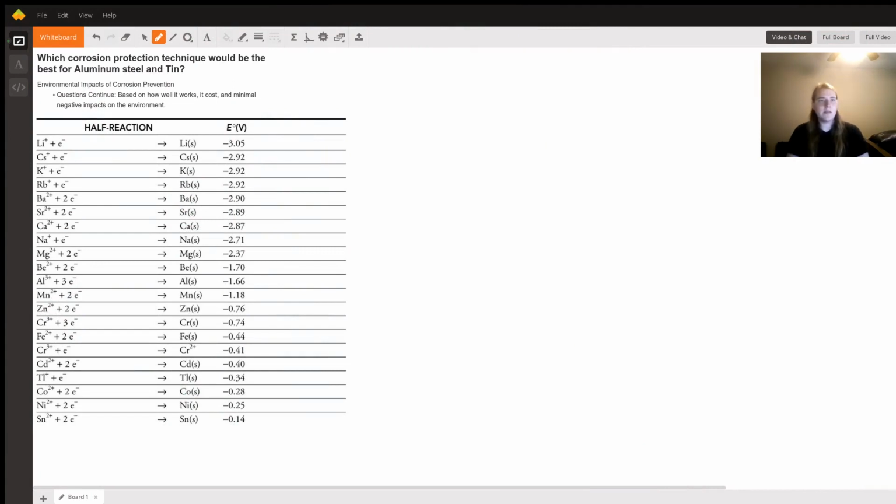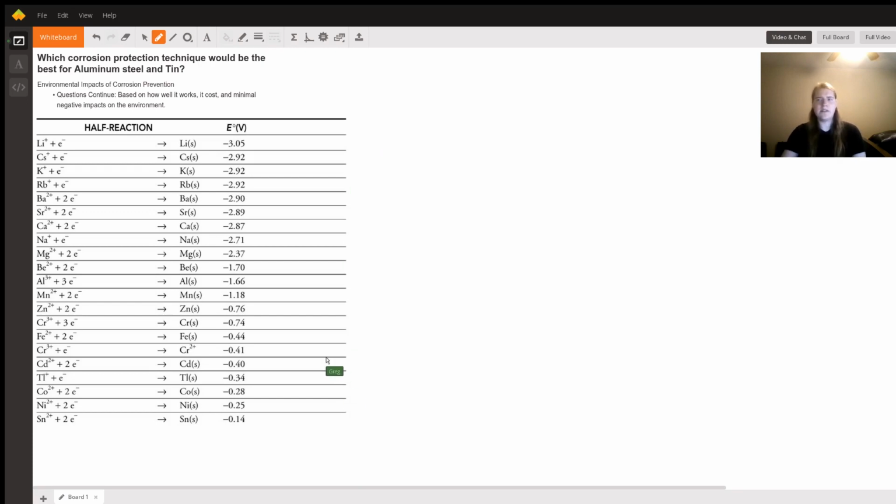Hi there. Today I'm going to be answering this question: which corrosion protection technique would be best for aluminum, steel, and tin? And in the process, we want to minimize cost and we want to minimize environmental impact. So this entire question can be answered with this table, which is called a standard reduction potential table. It can be found in any Gen Chem textbook, whether you're in high school or college.